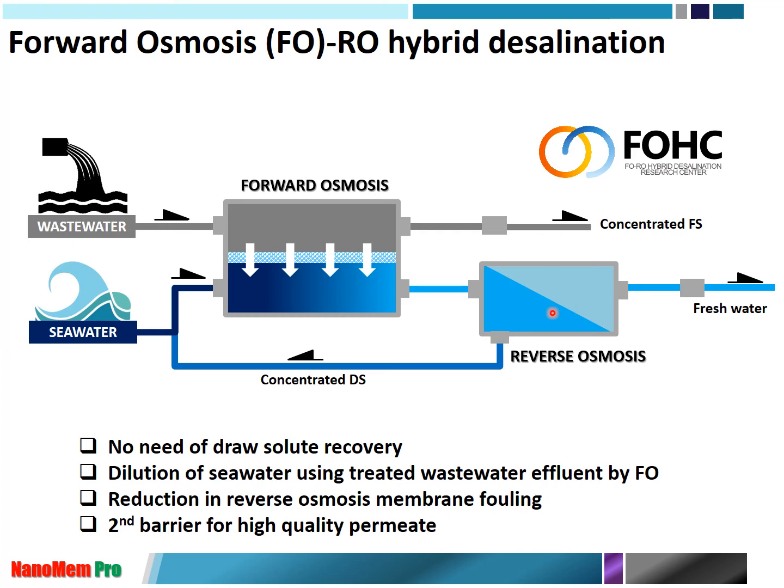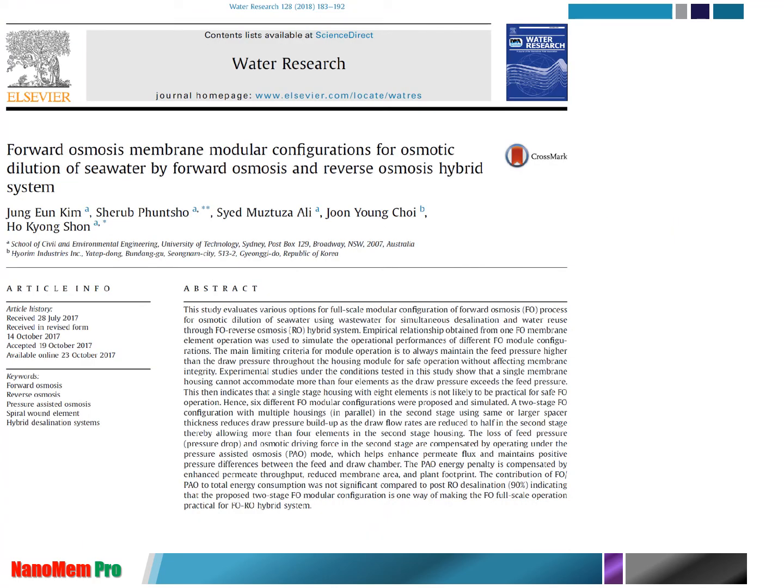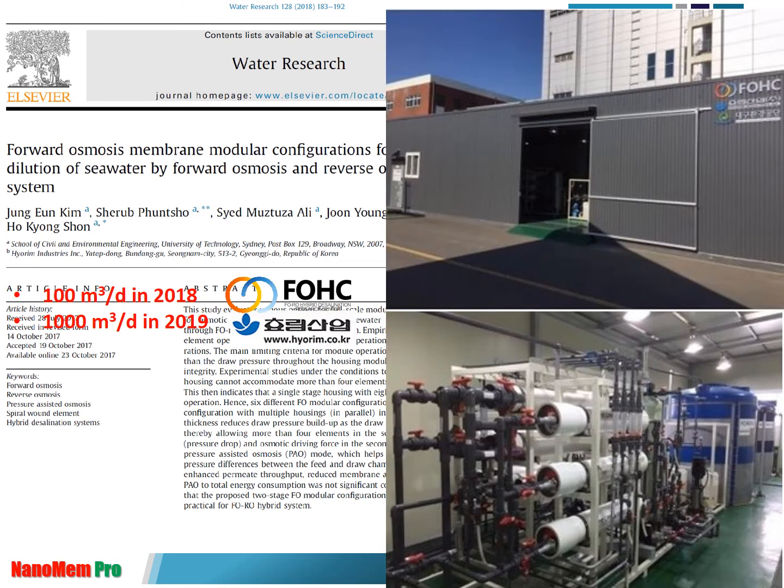Less salinity means less energy consumption for your reverse osmosis process, so this process does not require draw solution recovery. It dilutes seawater using treated wastewater effluent by forward osmosis, and reduces RO membrane fouling. Also, we can achieve a second barrier for high quality permeate. We have also published this process for membrane module configuration for osmotic dilution of seawater by FO-RO hybrid system. If you want further detail, please find our publication.